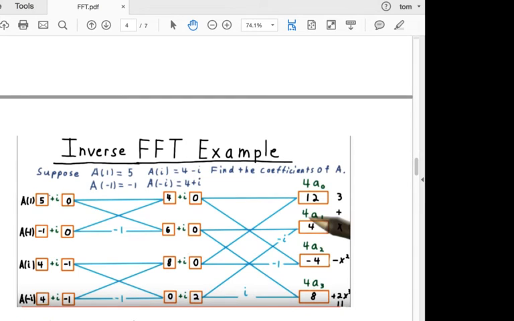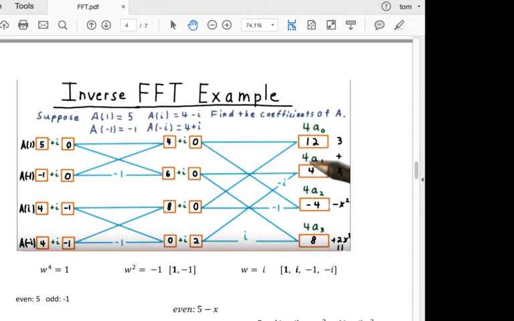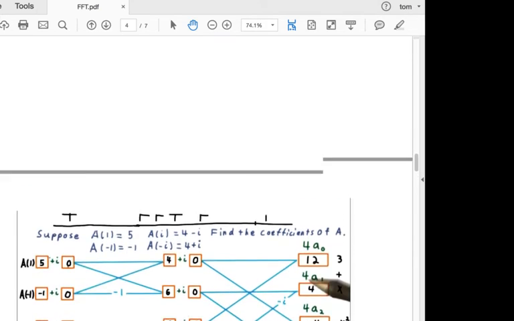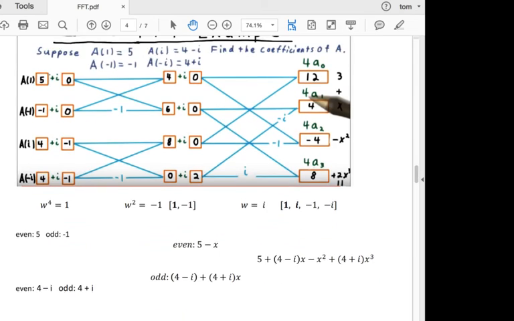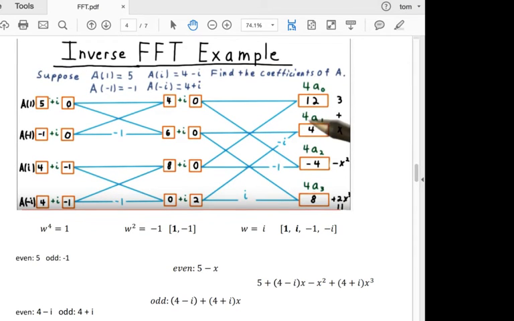Okay, let's go to the inverse FFT. Actually, it's nothing but doing the FFT again. It's almost the same. I will do the same thing. Here is the polynomial. It's given as coefficients, but to make it clear, I write it as a polynomial.